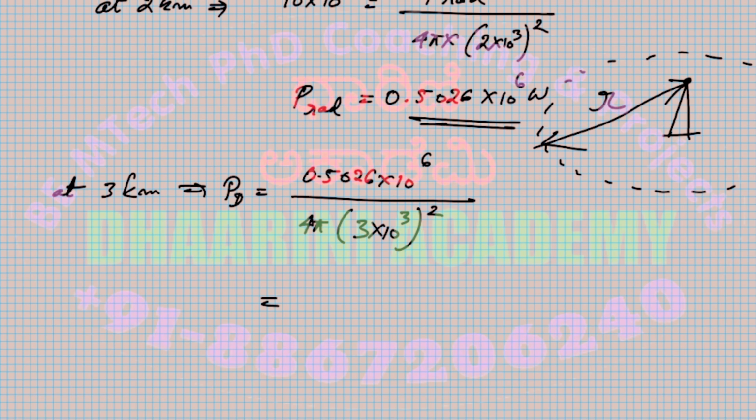Let's calculate this. This comes to be 4.44 milliwatts per meter square. You can see that this is much lesser than the 2 kilometer value. So at 2 kilometers, you were receiving 10 milliwatts. But at a distance of 3 kilometers, we are expecting a lesser value, and yes, it is correct. It's coming lesser value. So you can say that this answer is right.